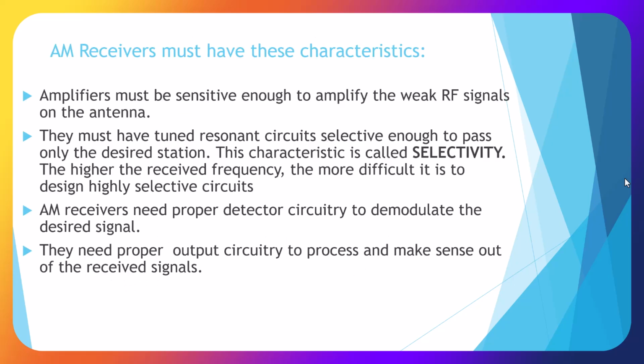AM receivers must have these characteristics. Amplifiers must be sensitive enough to amplify the weak RF signals on the antenna. They must have tuned resonant circuits selective enough to pass only the desired station. This characteristic is called selectivity. The higher the received frequency, the more difficult it is to design highly selective circuits.